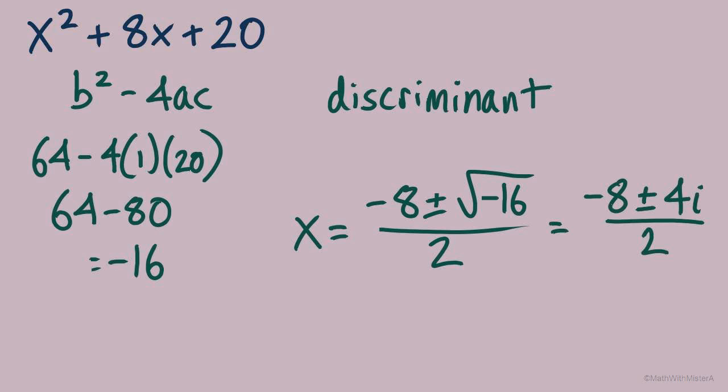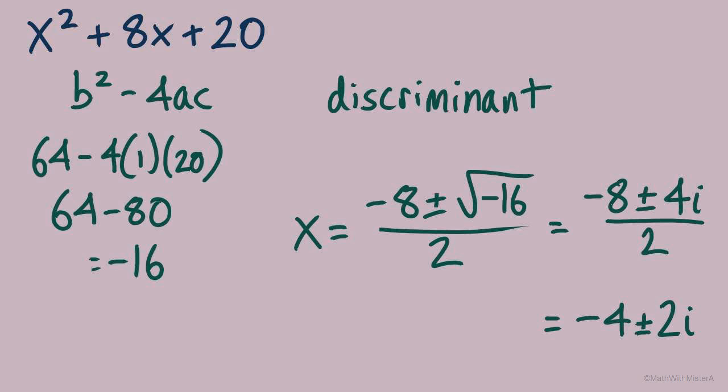So negative 8 plus or minus 4i over 2. And again, a situation where we can simplify, we can divide everything by 2. That will lead us to negative 4 plus or minus 2i. So our solutions are not real numbers, and our discriminant was negative.